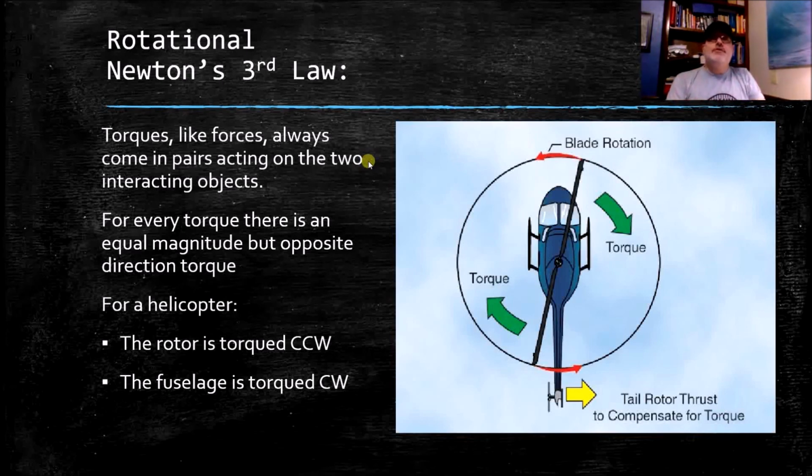A prime example of this is a helicopter. So here you see the helicopter rotor is being rotated or torqued counterclockwise. This will produce an opposite torque on the fuselage, which will be clockwise. And the fuselage will want to go clockwise around. So in order to keep that from happening, we have to have an outside force to cancel out the clockwise torque on the fuselage. So here the tail rotor produces a force to the right through this radius, which produces a counterclockwise torque, which balances out the clockwise torque on the helicopter fuselage so the fuselage doesn't spin around.